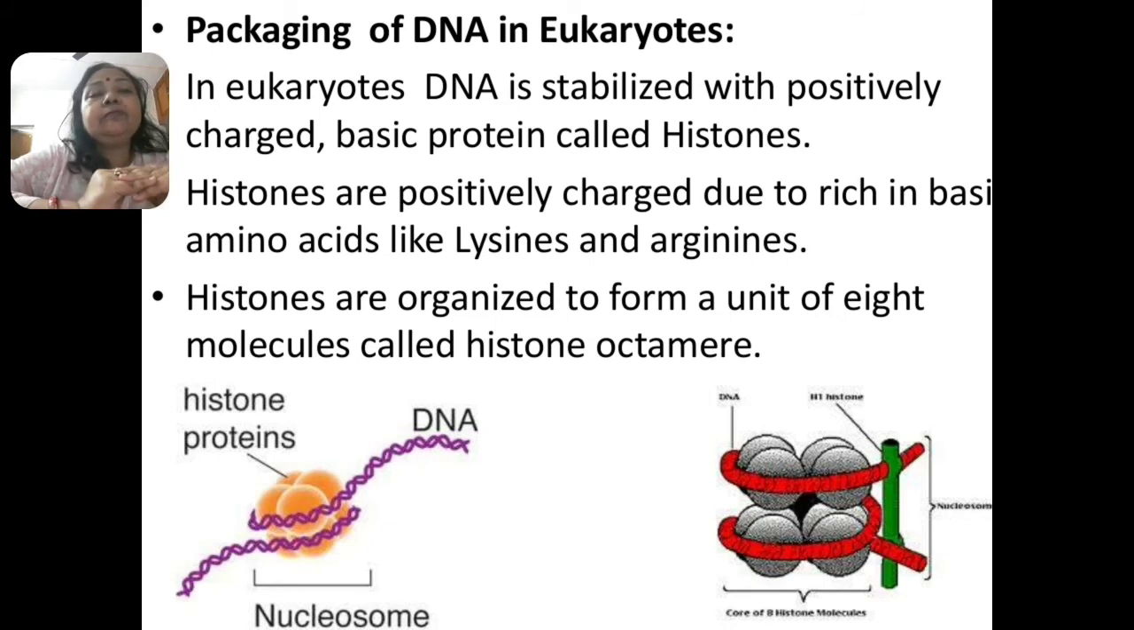Actually, DNA is a negatively charged particle, so it has to be stabilized with a positively charged basic protein, and that protein is known as histone protein. Histones are positively charged. Why? It is due to being rich in basic amino acids like lysine and arginine. Histones are organized to form a unit of 8 molecules. This structure is known as the histone octamer.